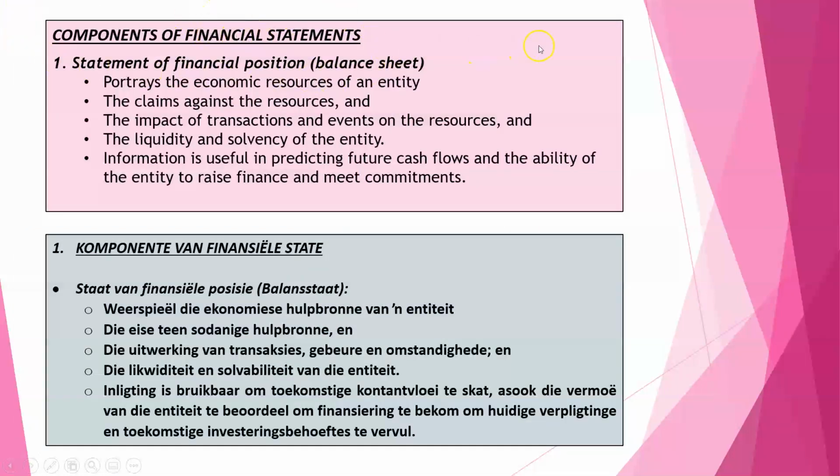What are the components of financial statements? Now again, that is what are the financial statements that make up the whole package deal. Now the first one is a statement of financial position, which in the old terminology is the balance sheet. Now, the statement of financial position portrays the economic resources of an entity. Just think a little while, what does economic resources mean? Guys, what is an economic resource? In plain, simple English, that's my assets.